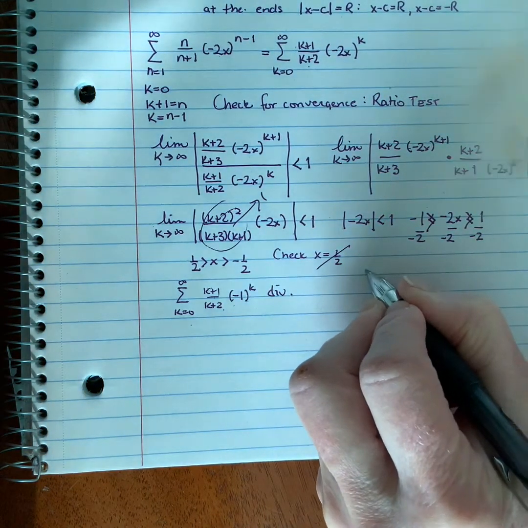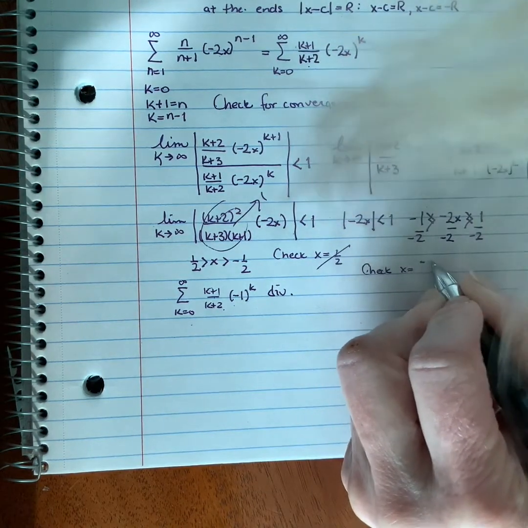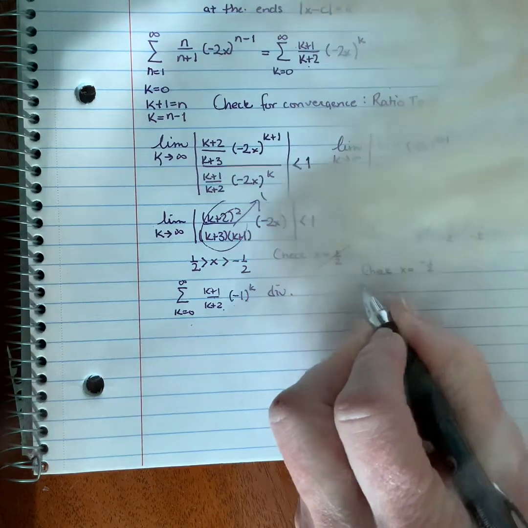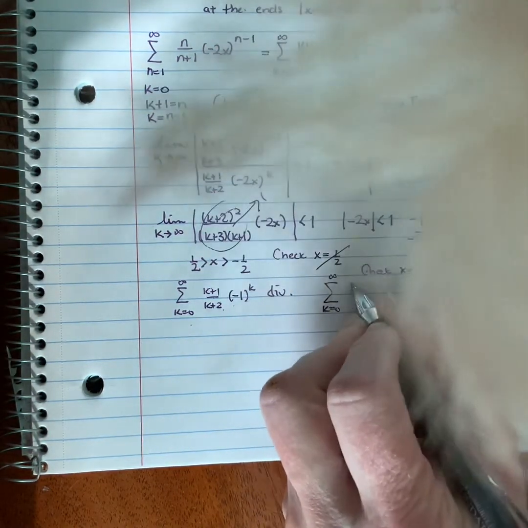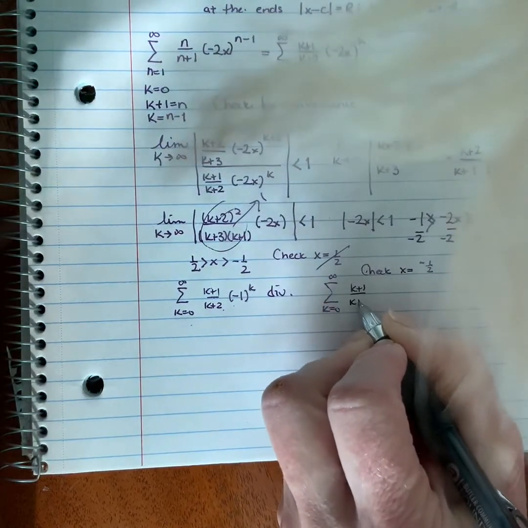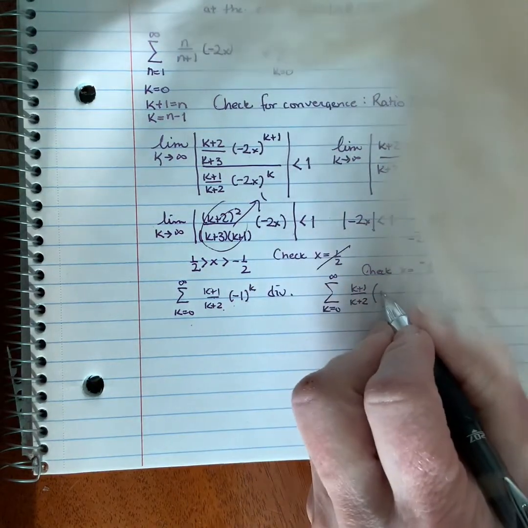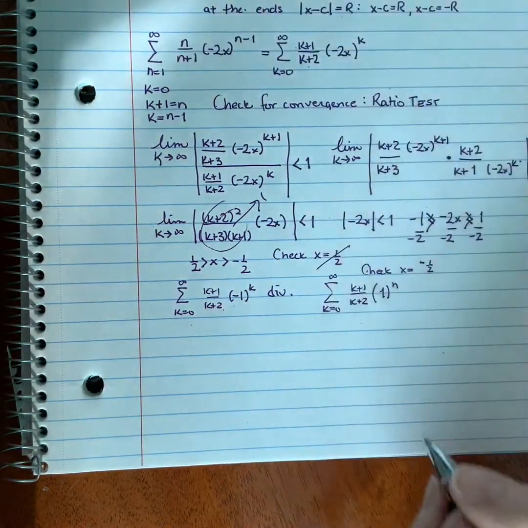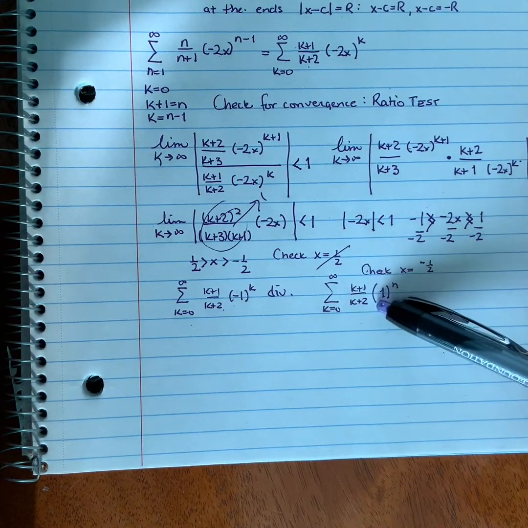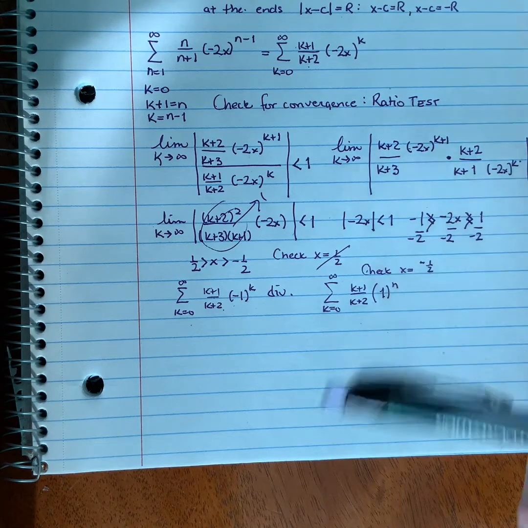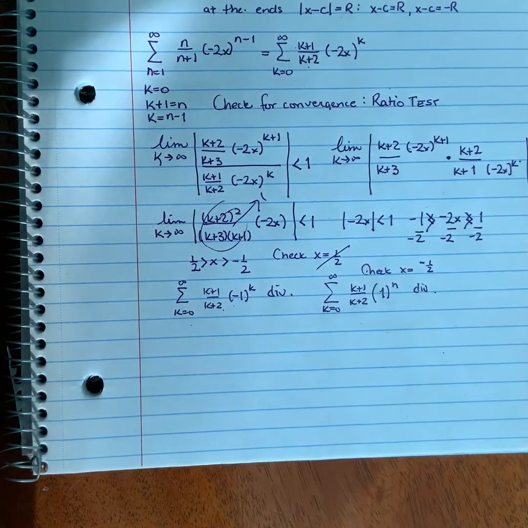Now we've got to check the other piece. So let's check x equals minus 1/2. Put that in. We've got the sum from k equals 0 to infinity of (k+1)/(k+2). We've got minus 1/2 times minus 2, so that's just 1 to the n. Well, this one doesn't even alternate. It is just essentially adding 1 to itself an infinite number of times. That one diverges. So we've got two outcomes here.